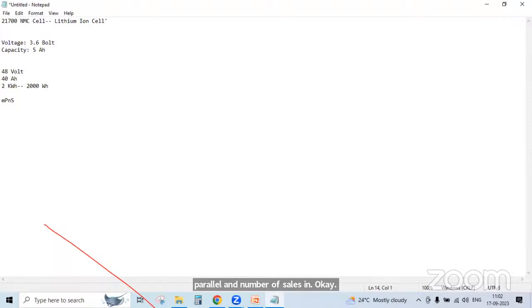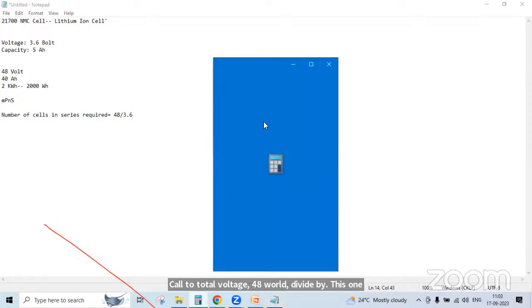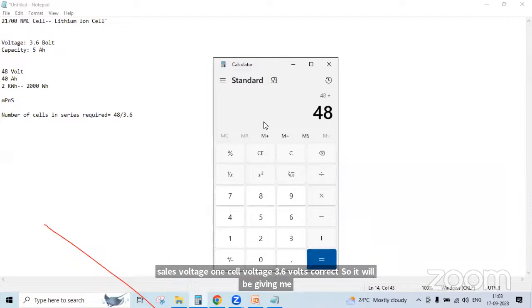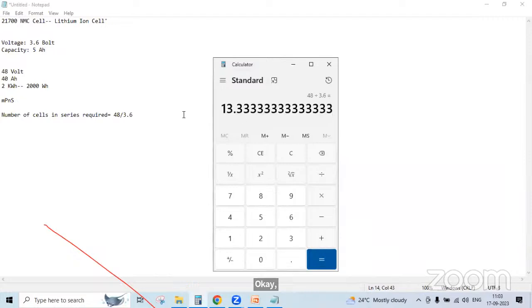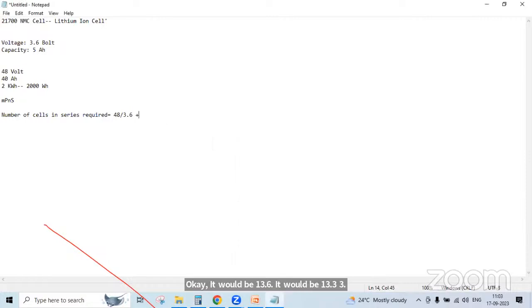Okay. So to get the number of cells in series, we have a total 48 volt system, right? So the number of cells required in series equals the total voltage, 48 volt, divided by one cell voltage. One cell voltage is 3.6 volt, correct? So 48 divided by 3.6 would be 13.33, correct? So 13.33 cells I can't take, right?